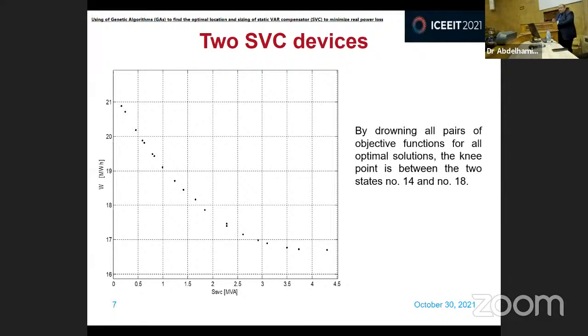Now, if we draw the two objective functions together. Sorry, there's an error because it's one static VAR device, not two static VAR compensation devices. By drawing all pairs of objective functions for all optimal solutions, we can see the knee clearly between two states, number 14 and number 18 here.